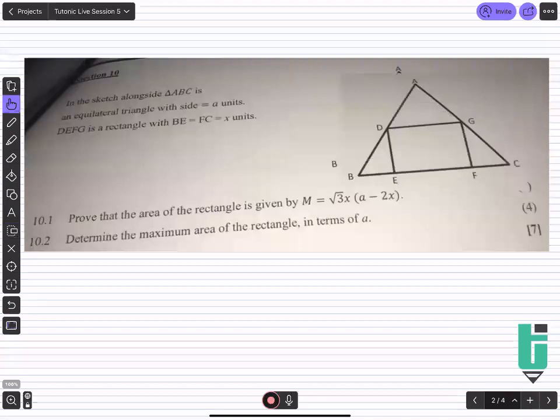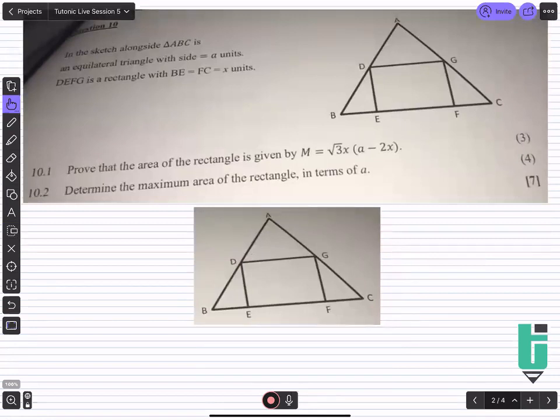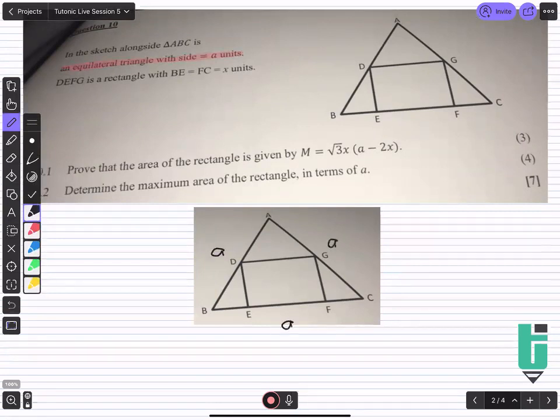Okay, so first I labeled it. That's how you do it. They said that it's an equilateral triangle with side equal to a units. Because they said it's equilateral, all three sides are equal. So AB is a, AC is a, and BC is also a. 100%. And then they said that BE is equal to x and FC is equal to x. What else do you know about equilateral triangles?